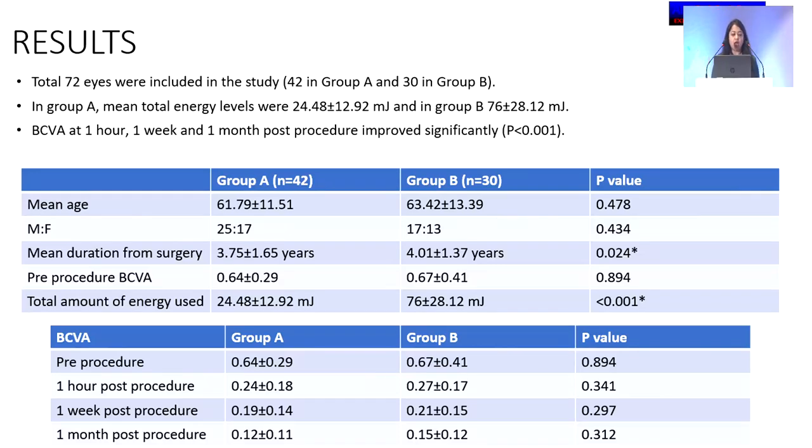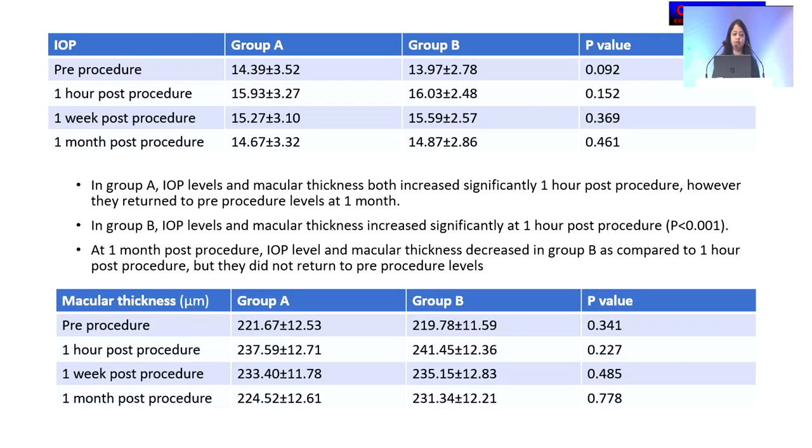The age and male to female ratio were similar in both the groups. As we can see, the BCVA had increased significantly from the pre-procedure level at 1 hour, 1 week, and 1 month post-operatively, and the difference between the 2 groups was insignificant. There was a significant rise in IOP in both the groups at 1 hour, 1 week, and 1 month.